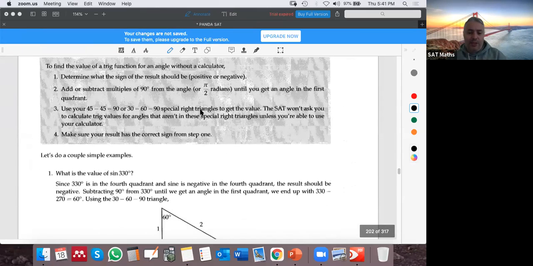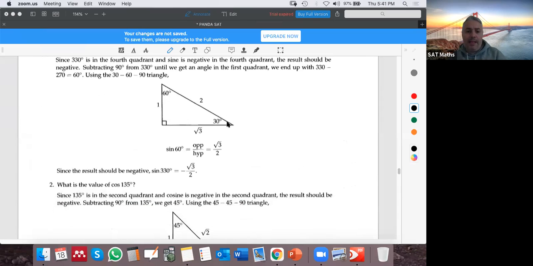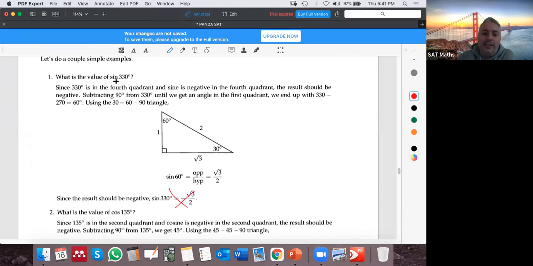We already mentioned this special triangle. Now, by the way, in this book, my dear students, it is wrong. When you study by yourself, you can correct it. So let me solve the right one. The question is sine of 330.